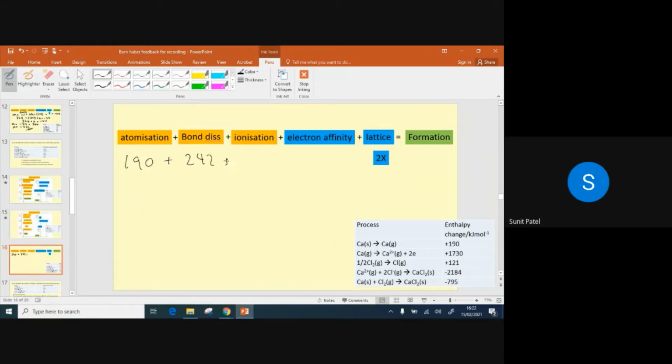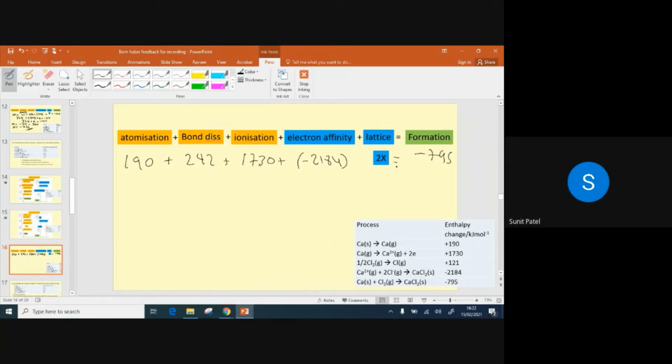Then we've got ionization, which is 1730, and we've got electron affinity, that's what we're looking for, in fact. And then we've got lattice, I've swapped them around a little bit, it makes no difference, you can do that. I'm just going to put these in brackets, minus. So lattice enthalpy was this. This is then all equal to the formation, which was minus 795.